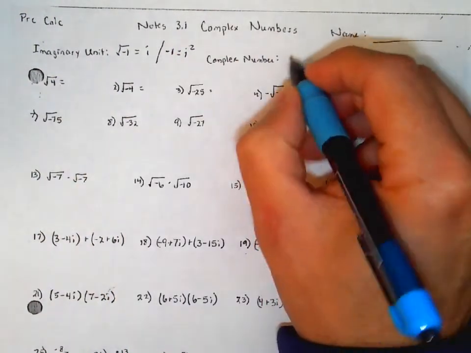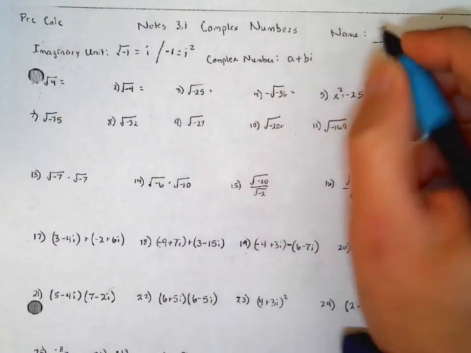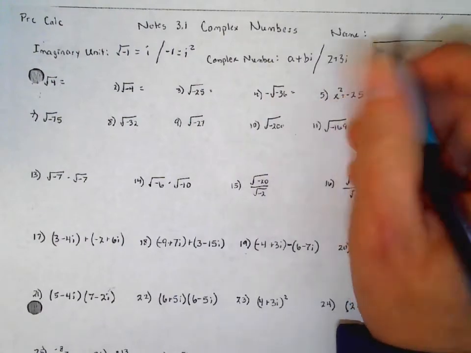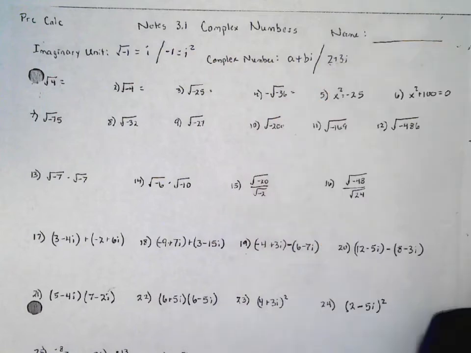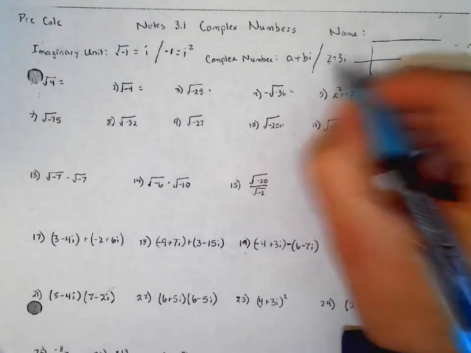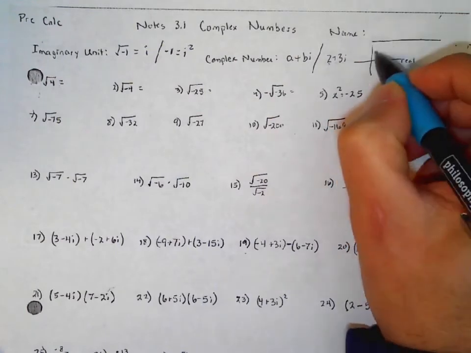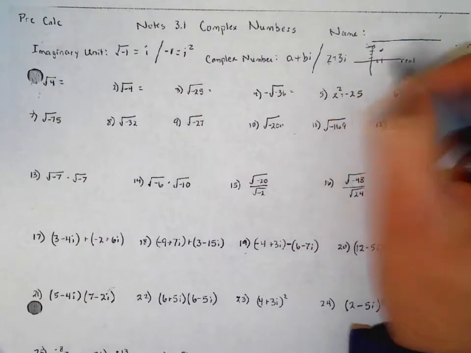Now a complex number is just of the form a plus bi. For example, 2 plus 3i would be a complex number. So we have a real part and an imaginary part. I'm not going to ask you to do this, but they do graph these. The 2 is the real part, like the x, and the 3 is the imaginary part. So you could graph these.